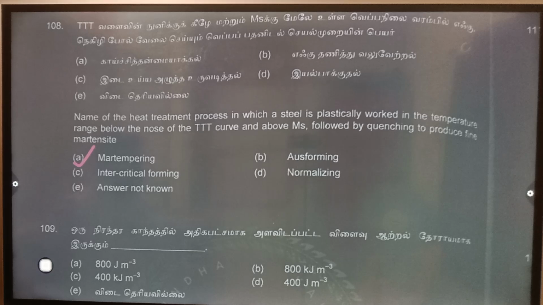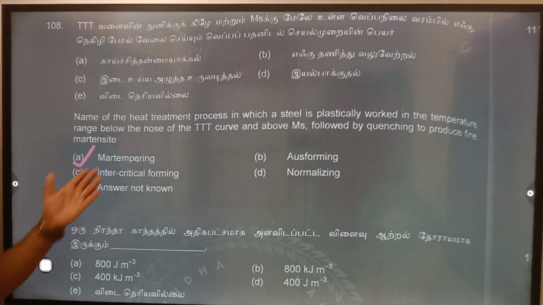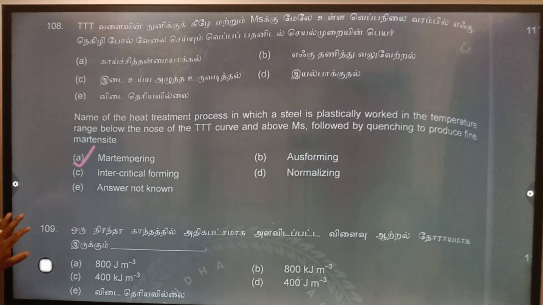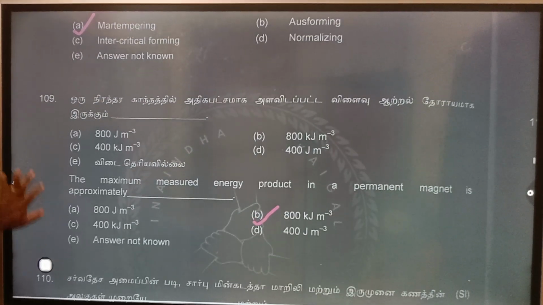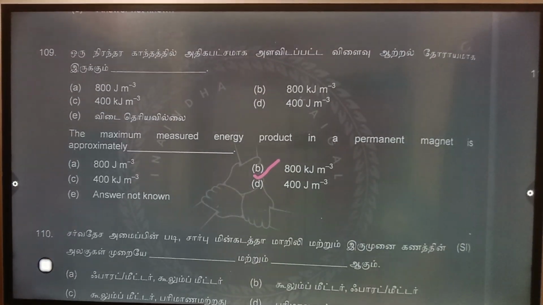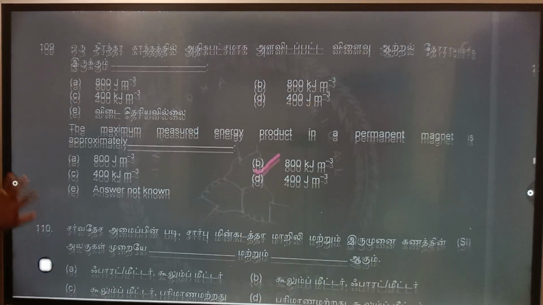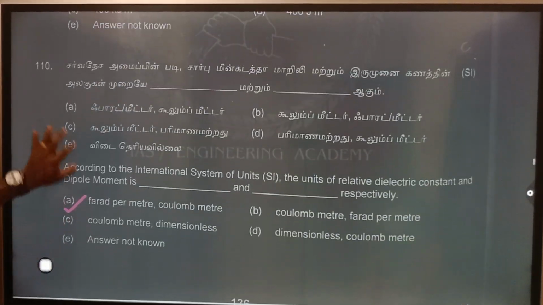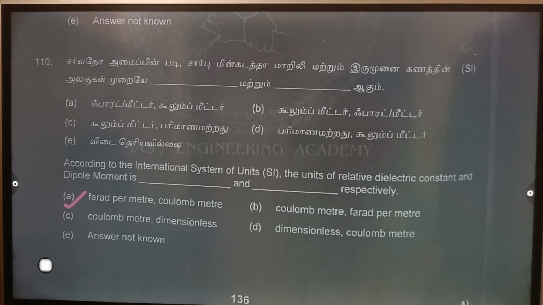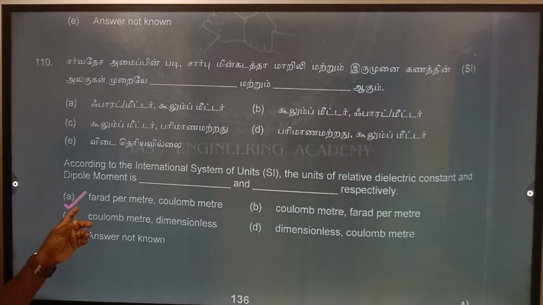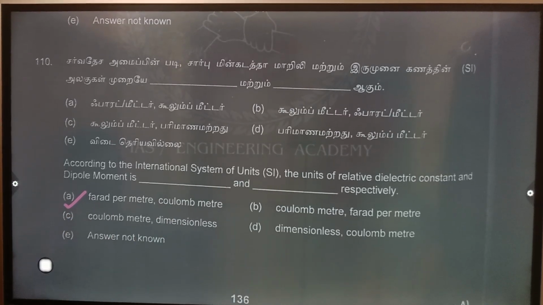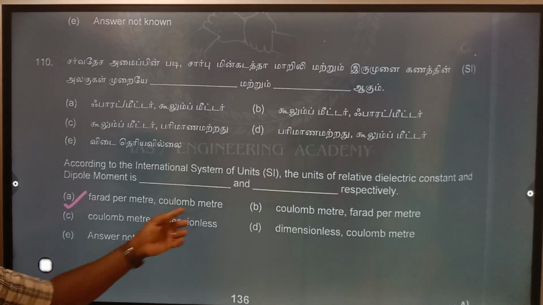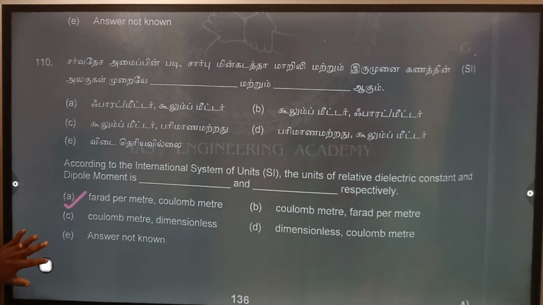108: name of the heat treatment process in which a steel is plastically worked. Answer is martempering. A is the answer. 109: the maximum measured energy product in a permanent magnet is approximately 800 kilojoule per meter cube. Okay, the boxed option is the answer. 110: according to the International System of Units, the units of relative dielectric constant and dipole moment are, for dielectric constant farad per meter, dipole moment coulomb meter. Okay, A is the answer.